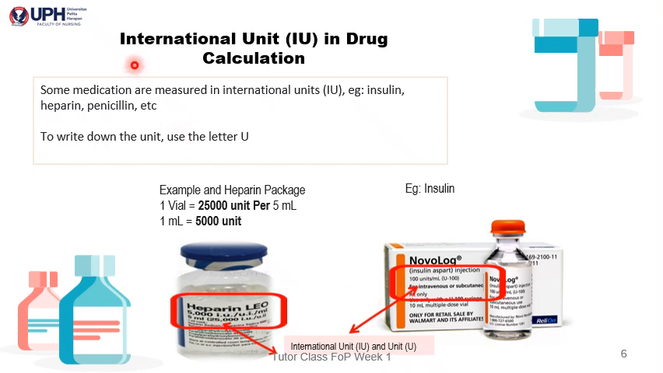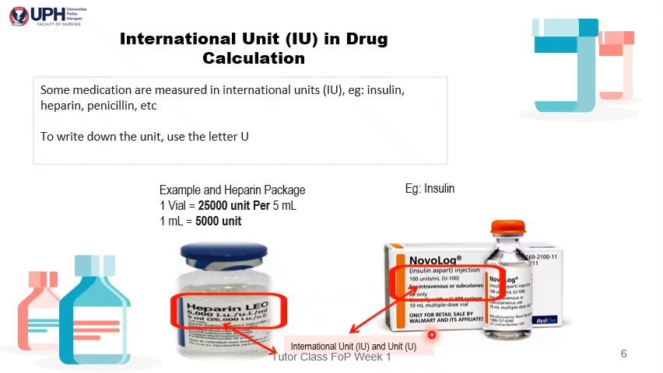Now, we have what we call international units in drug calculation. Some medications are measured in international units, IU, and some also just use the letter U. Here's an example. We have heparin in a package. We have a vial of 25,000 units per 5 milliliters. So we have 25,000 international units in 5 milliliters, so it is 5,000 units in 1 milliliter.